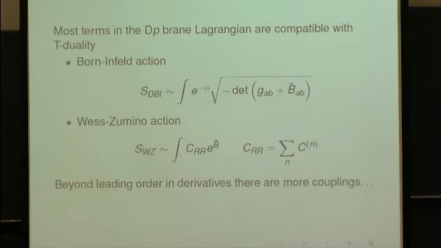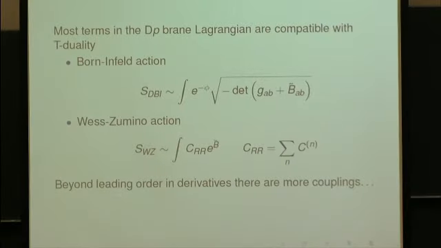Most terms in the D-brane Lagrangian are of course compatible with T-duality. This has been known for ages. Not sure who to blame for this, probably people like Bergshoeff, van Baalen. It's also reviewed in the paper on dielectric branes by Myers. So it's a small exercise to show that the D-brane DBI action, the Born-Infeld action, is compatible with T-duality, or also the Wess-Zumino action.